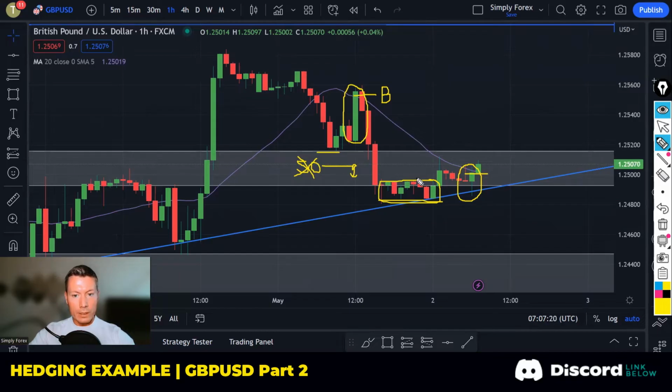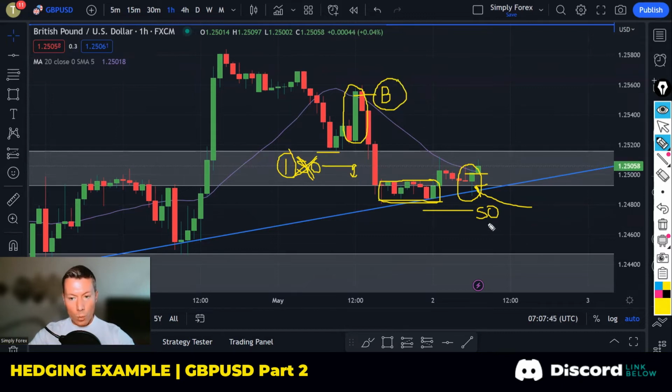I've come out of this sell order. I've closed this sell order because of this H1 candle here. I have now put a new sell order here. So I've taken a little bit of profit with this first sell order. I'm still in the original buy order.